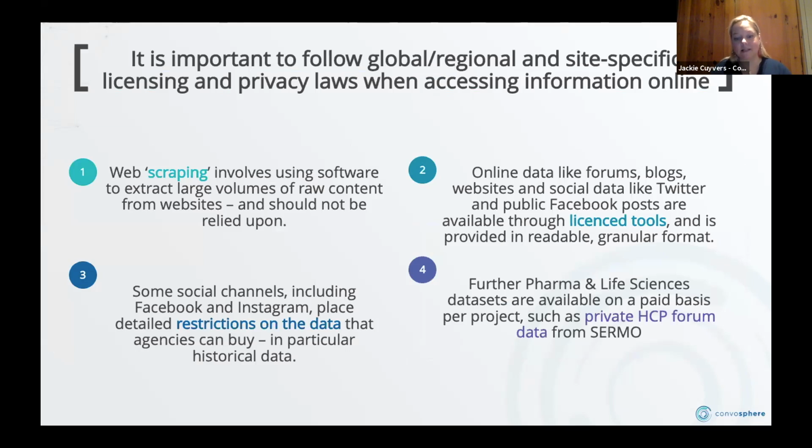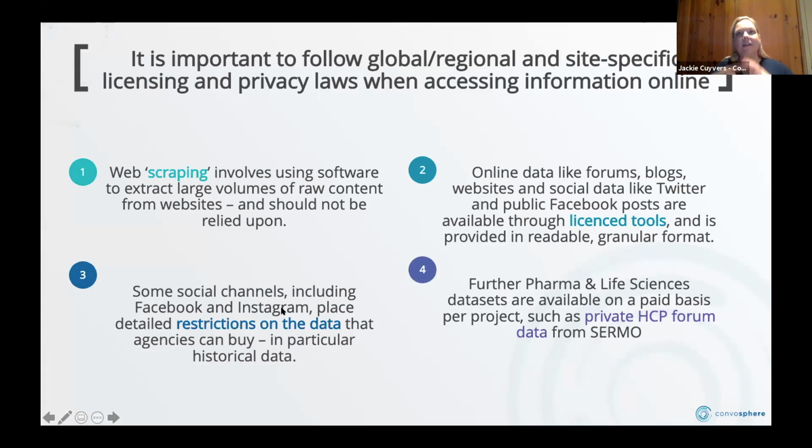And the reasons are because of different restrictions on data privacy that may be global or regional, like California privacy or GDPR, and site-specific licensing. So just going out and scraping content or ingesting content from Facebook violates their terms and conditions. So you don't want to just scrape the data. You need to use a licensed data set or tool like these social listening platforms that license the data from Twitter, that license the data from Facebook, Reddit, forums, etc.